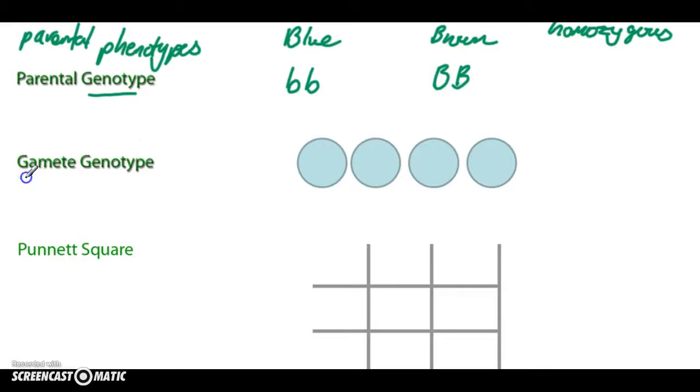The next thing we need to identify is the gamete genotype. So the sex cells from these parents, let's say the blue-eyed individual is female, and when the gametes are being formed, we get one gamete which we put a circle around to show that it is completely separate, has little b, and the other one has little b. The other parent, let's say it's the father, has brown eyes, so one sperm is carrying the big B allele and the other sperm is carrying the big B allele.